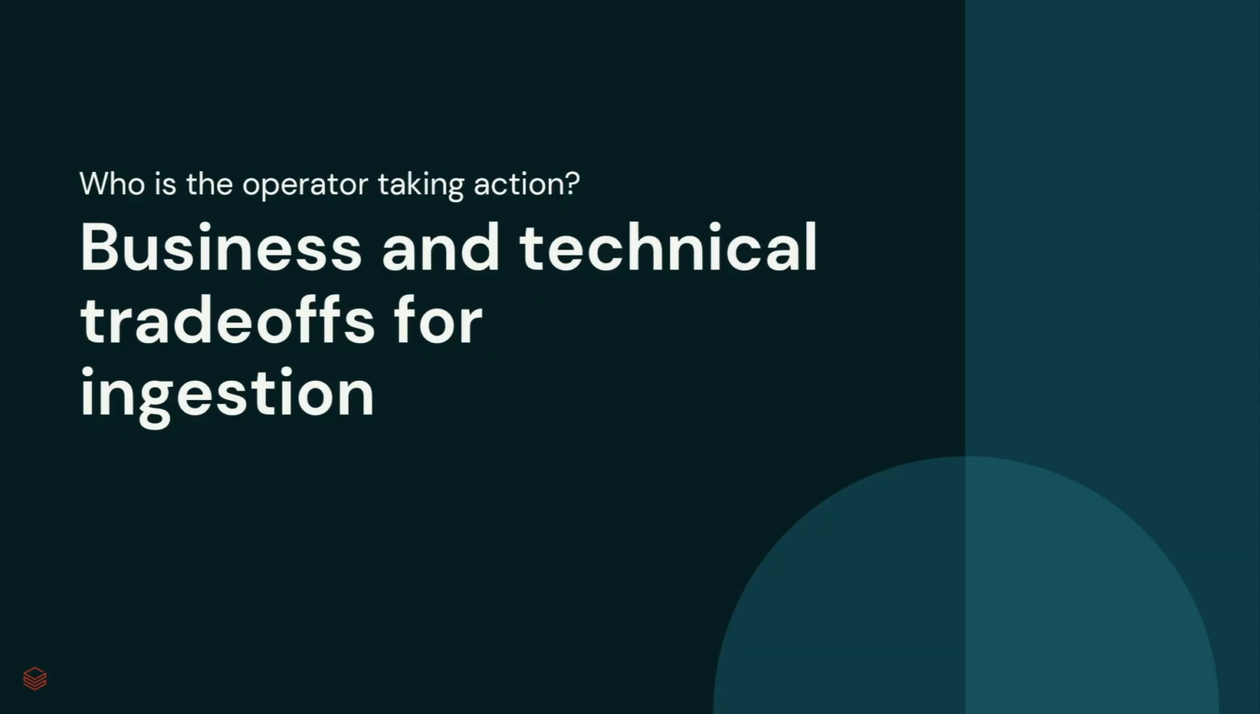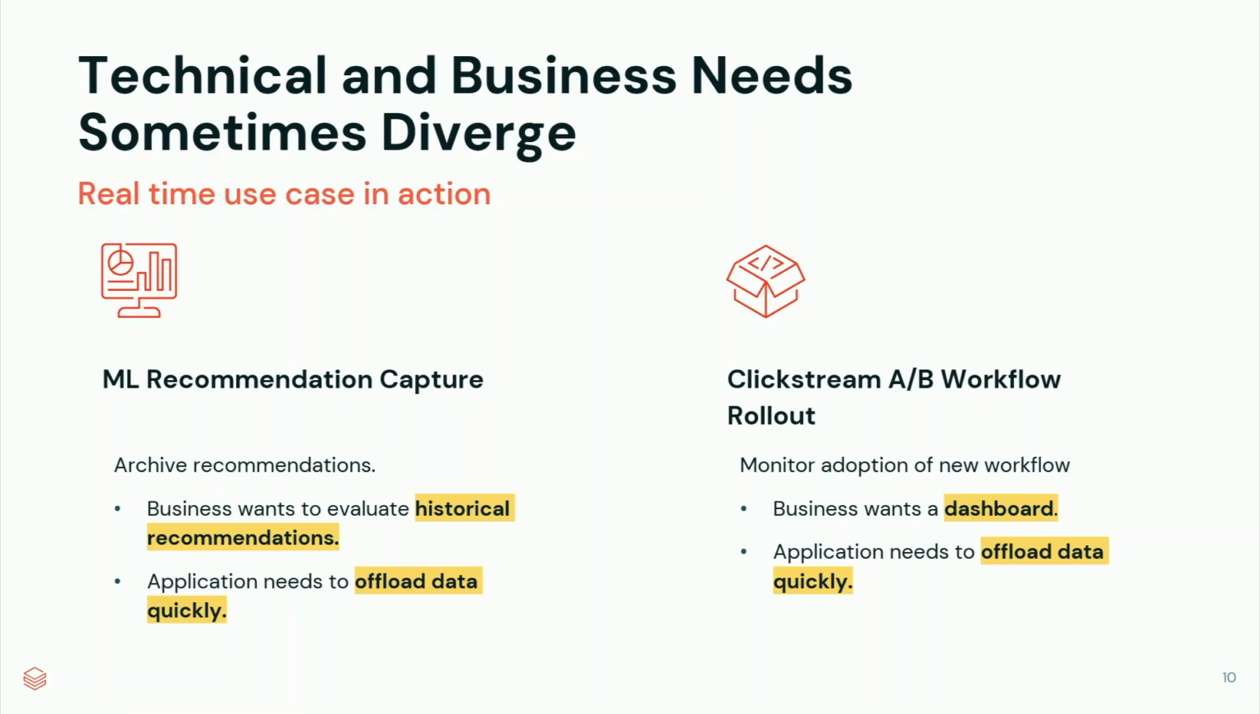So let's talk a little bit about when we want to build one of these ingestion pipelines, the business and technical trade-offs that we encounter. So I'll talk a little bit about two maybe common use cases. Maybe you have these in your business. So maybe I want to have an ML recommendation system. I have something deployed, an ML recommendation system. It's making recommendations to my customers. I want to archive those recommendations for historical analysis to understand how well we were making those recommendations and maybe use them for training later down the road. So I want to collect that historical data.